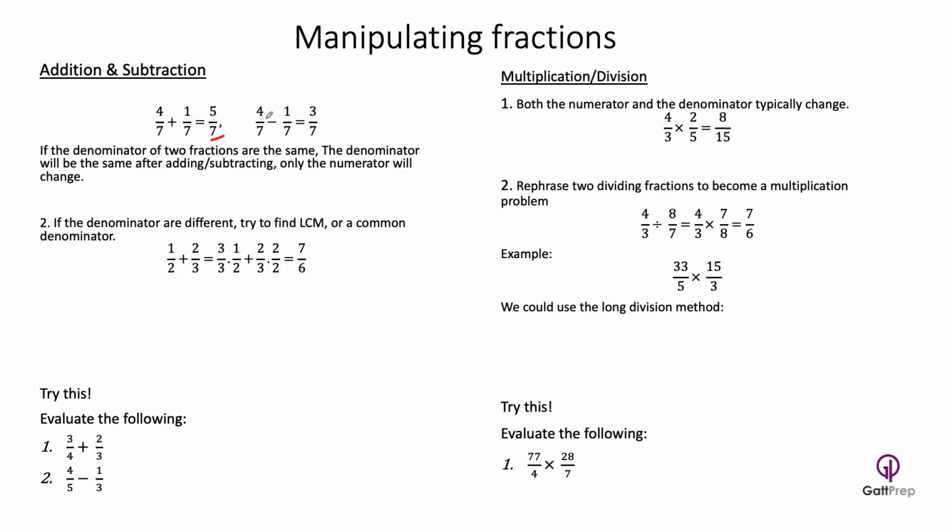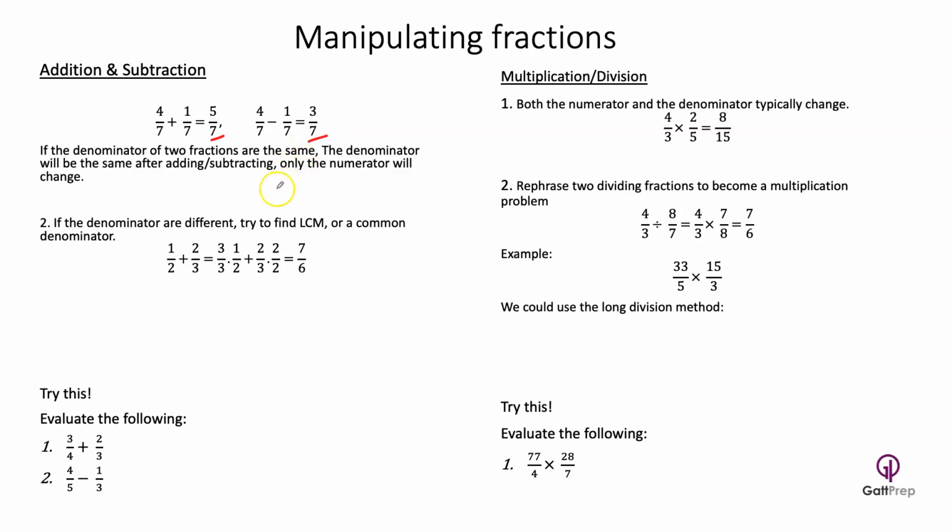Now let us look at a second scenario where you have 4 pieces out of a 7-piece cake and you owe a piece to a friend. What is the total fraction of cake you have left? So you have 4, you take 1 out, you give to a friend, you have 3 out of the 7 left.